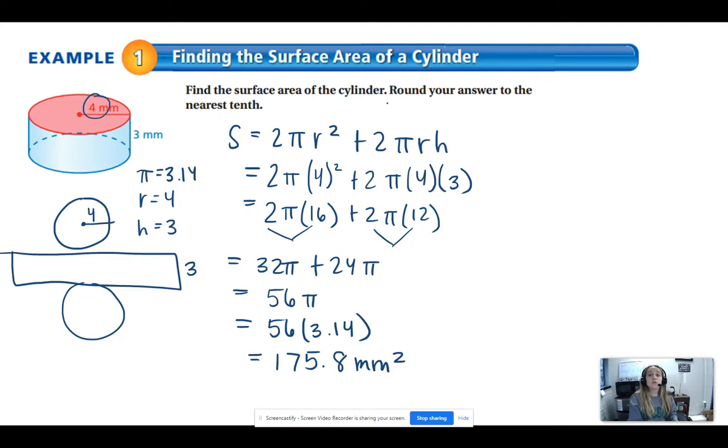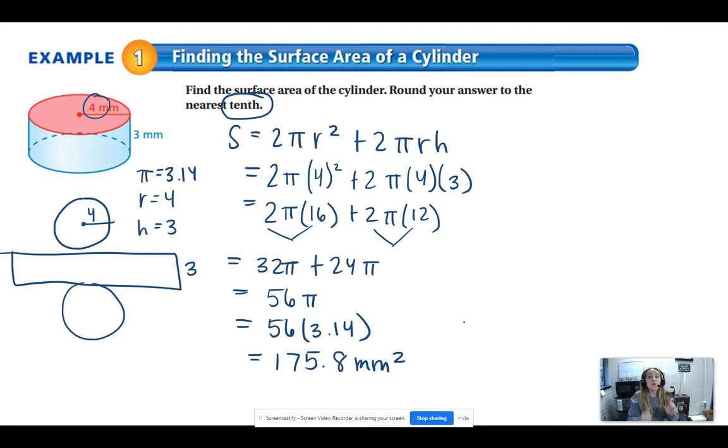millimeters squared. Round your answer to the nearest tenth, okay? That is important. Round your answer to the nearest tenth. So I got 175.84 since that next place over from the tenths place is a 4, I round down. So I just keep it at 8. Okay, so that is example 1.